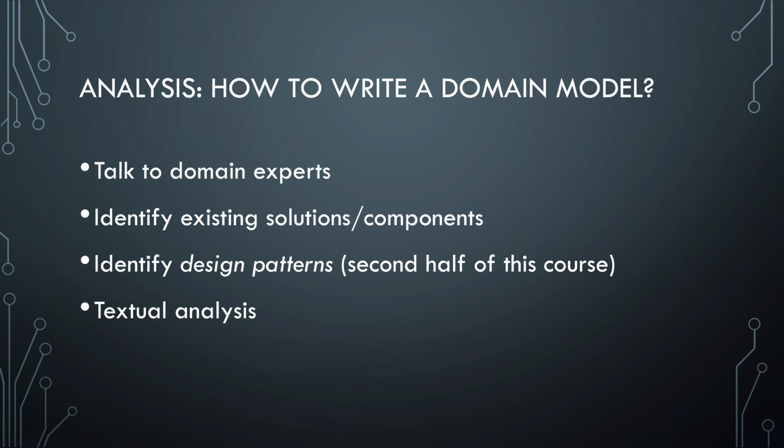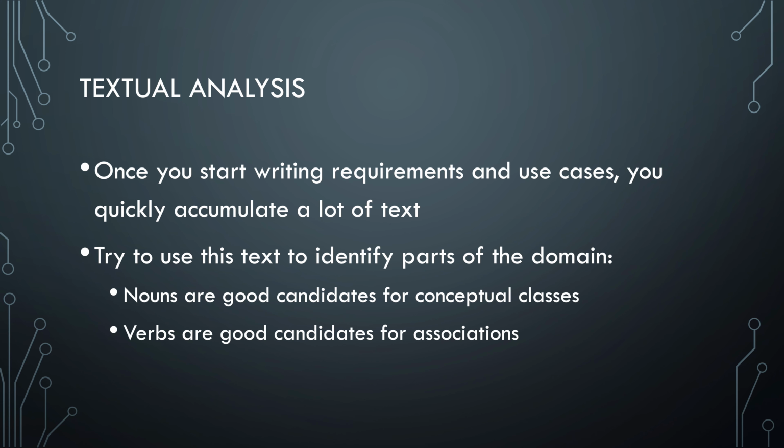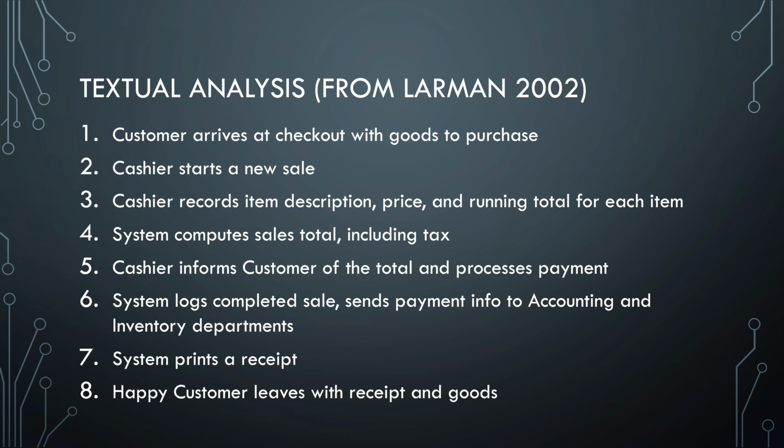You can also use textual analysis. You should have a lot of text at this point, in the shape of requirements and use cases. You can use this text to identify parts of the domain. Nouns are generally good candidates for classes, and verbs are good candidates for associations. Larman has an example that shows you how to do this.